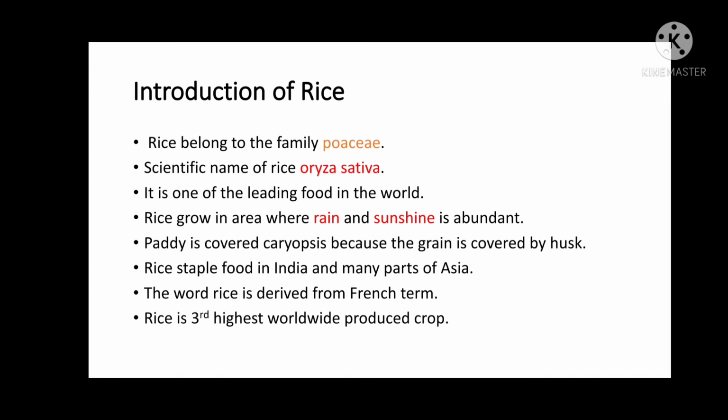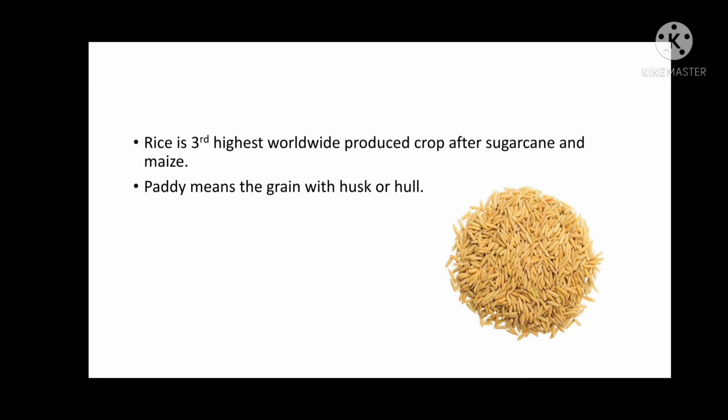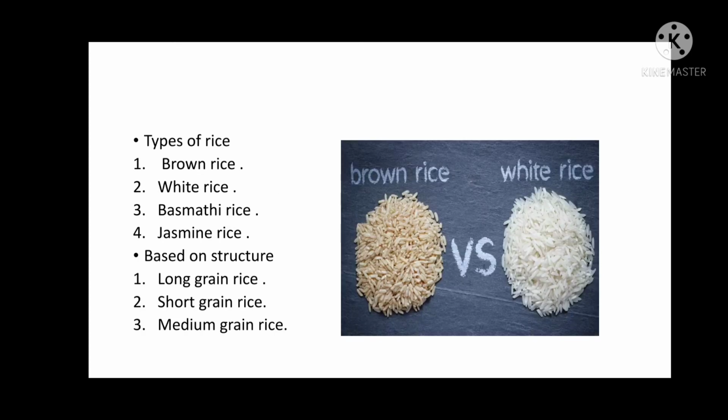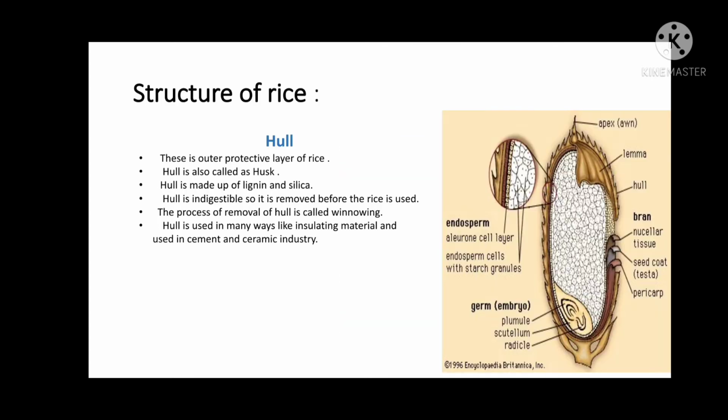And next, do you know the difference between paddy and rice grain? If the rice grain is with husk or hull, it is called paddy, and without husk or hull it is called rice grain. There are many types of rice. First is brown rice, then white rice, basmati rice, jasmine rice. And based upon structure, rice is divided into three types: long grain rice, short grain rice, and medium grain rice. Definitely most people are aware of this.